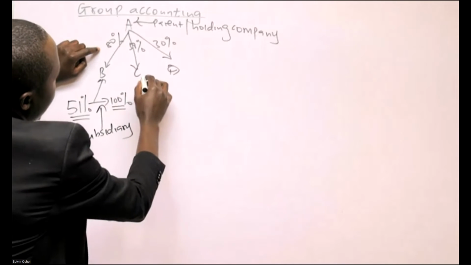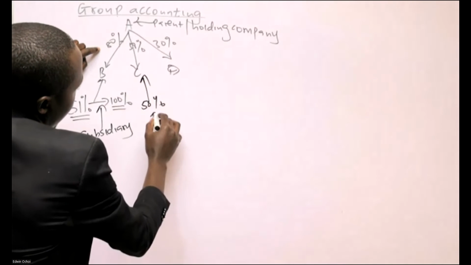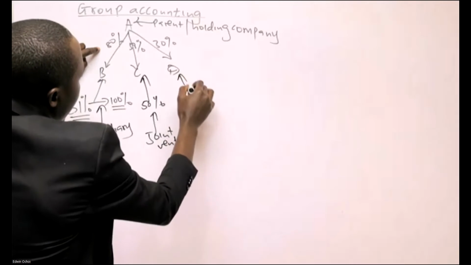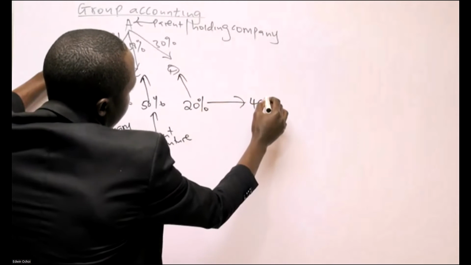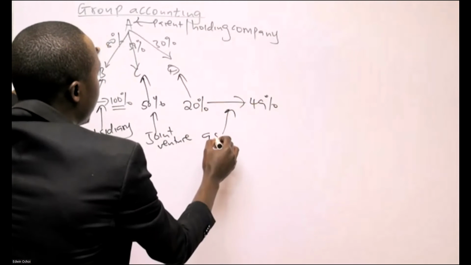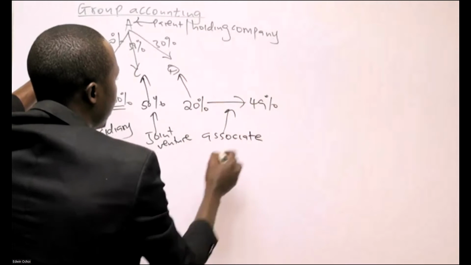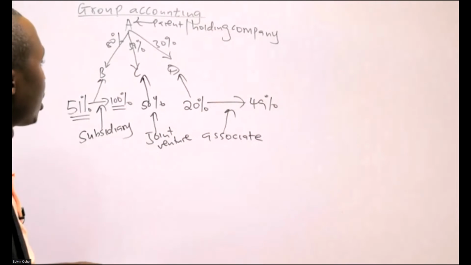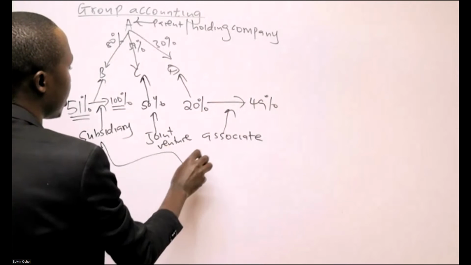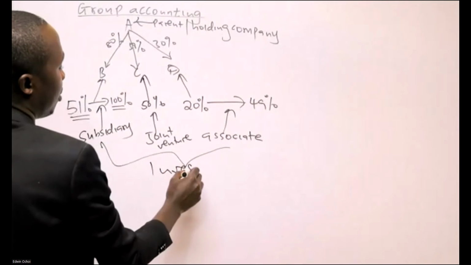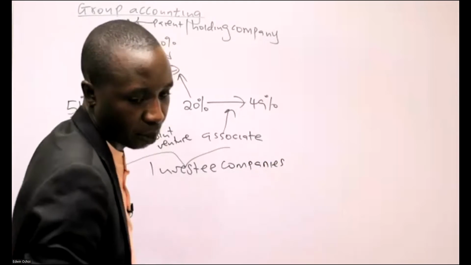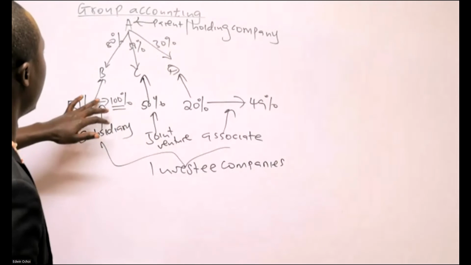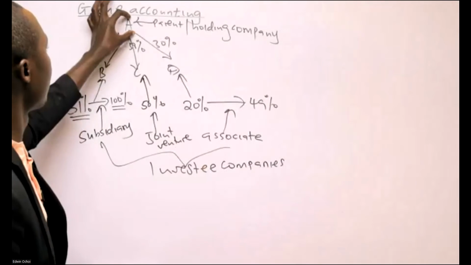A company which is acquired at exactly 50% will be called a joint venture. Then the one where the percentage of acquisition lies between 20 to 49% is called an associate. All of these companies are called investee companies of the parent. So B, C, and D are investee companies to the parent.